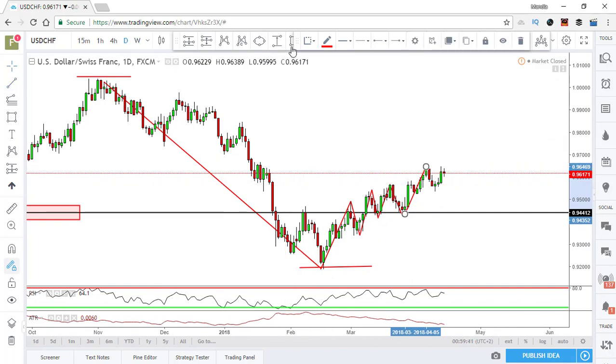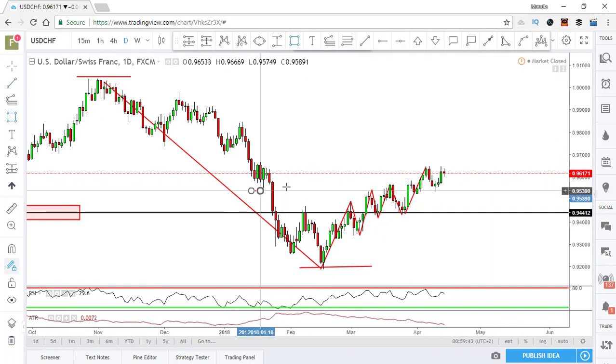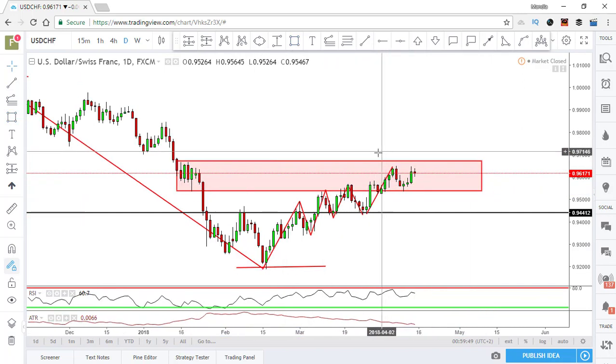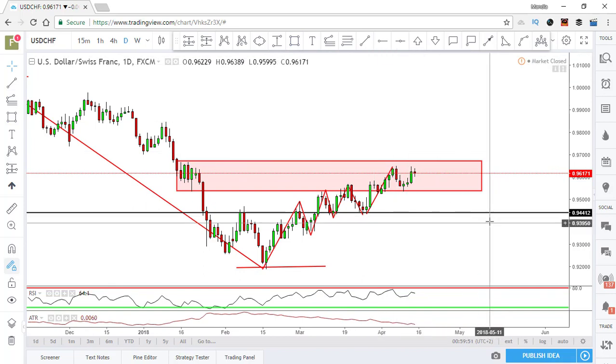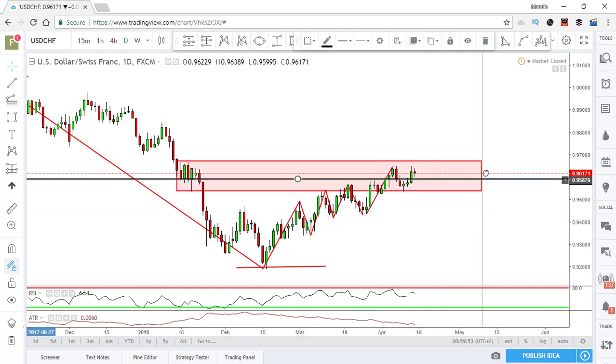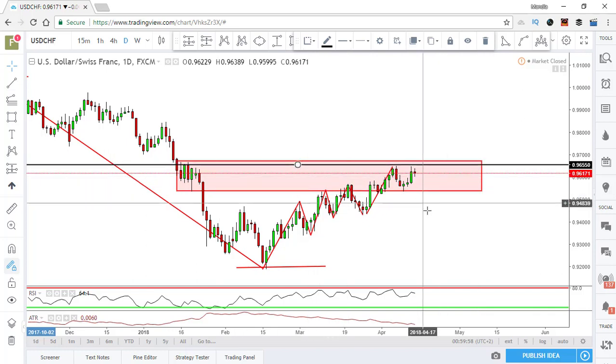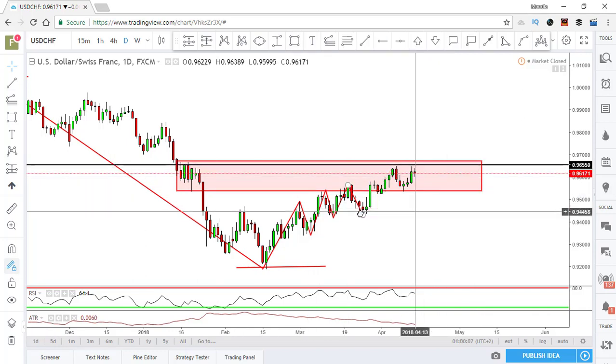this structure shelf that I was looking at right here, which is from this low right here back to this high right here, and you see price is looking to retest these highs, has actually retested these highs over right here. Let me delete some of these. I like a cleaner chart.